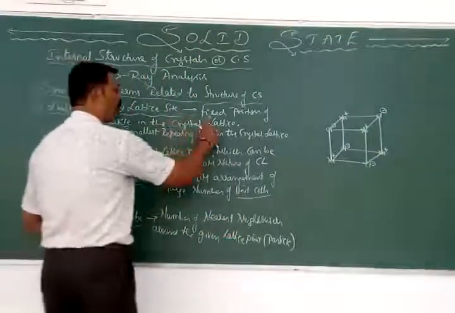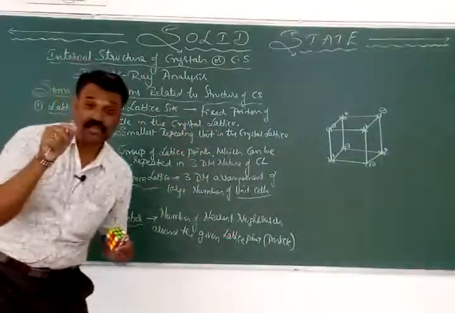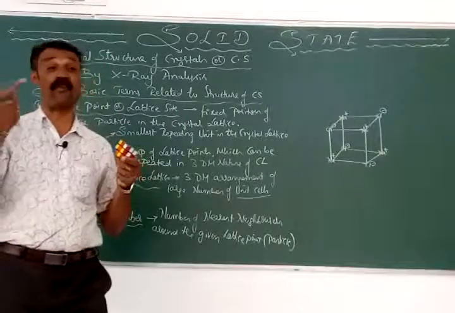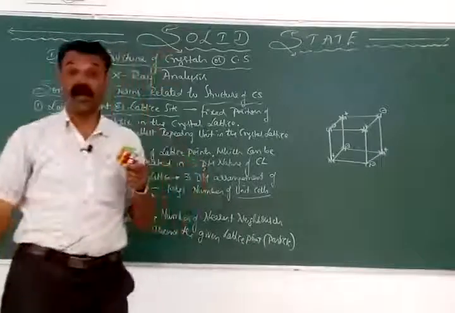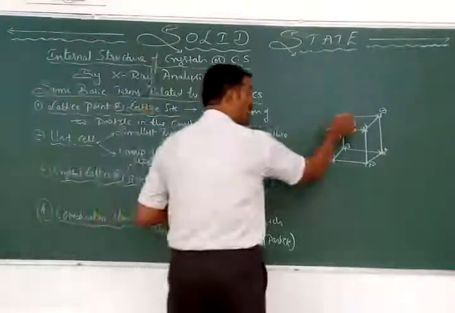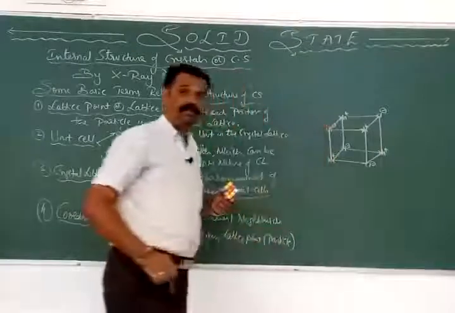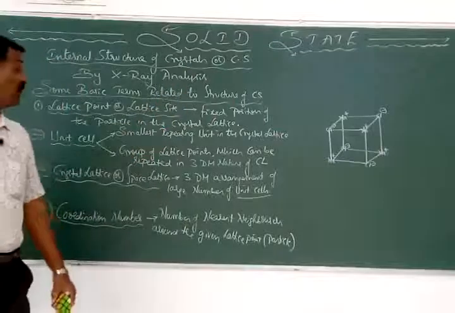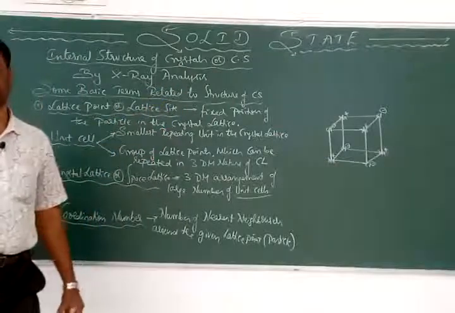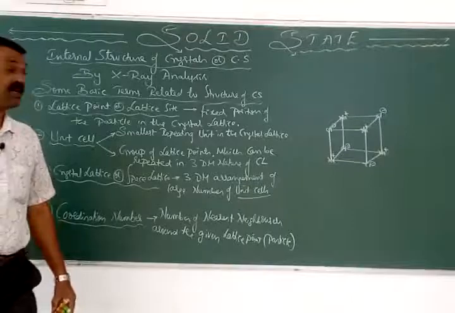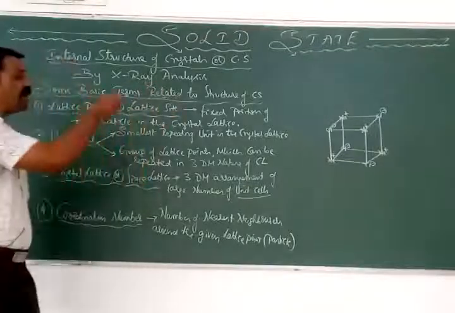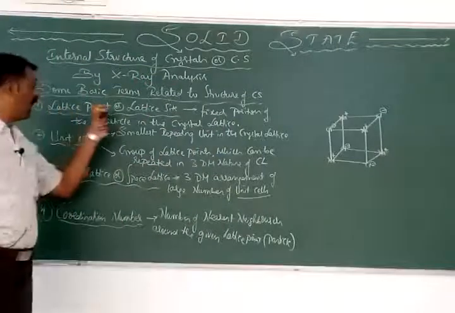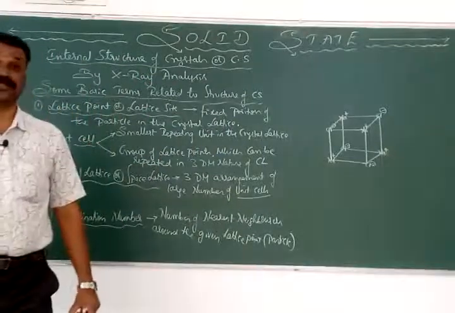It is fixed. That fixed position of the particle, I have mentioned that it may be in the form of an atom or a molecule, or sometimes it may be ions. Here, the position of Na+ is fixed, the position of Cl- is fixed. And that particular fixed position is called the lattice point, or it is also called the lattice site. Lattice site means the fixed position of the particle in the given crystal lattice. That refers to what? The lattice point, or it is also called the lattice site.